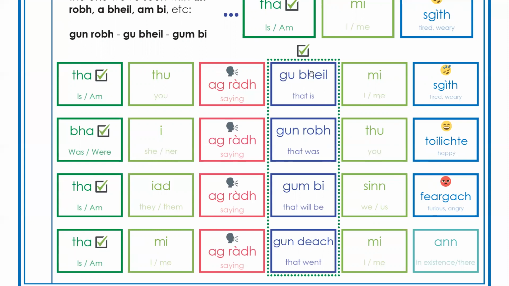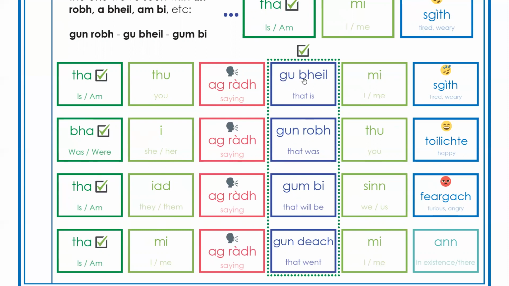So that's how we use this with the present tense of the verb to be. Tha goes to bheil. Bha becomes robh. Actually, we don't need to use these to correspond with the verb here. So in the future tense, rather than bi, we have gun bi. So you can mix the tenses here. You don't have to say tha gun bheil, bha gun robh. We can also say tha gun bi.